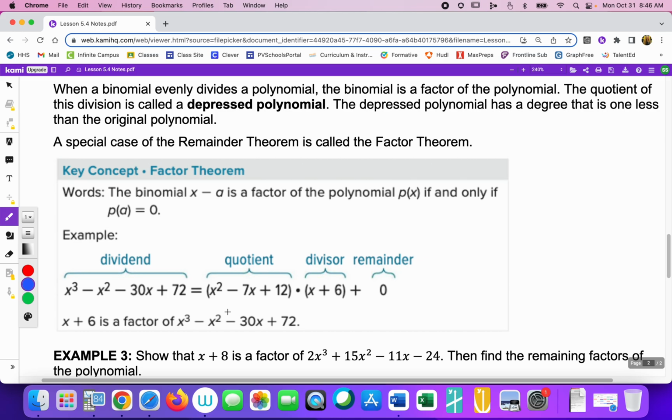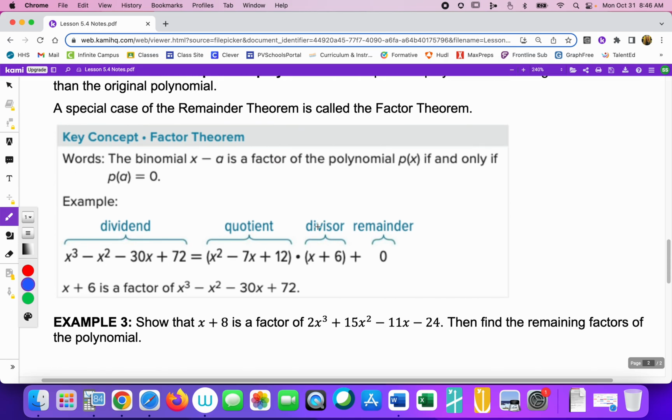When a binomial divides evenly into a polynomial, the binomial is a factor of the polynomial. We did this a little bit last week with long division. It was, is it a factor, is it not? If there's no remainder, yes, it's a factor. If there is a remainder, no, it's not. The quotient of that division is called a depressed polynomial. The depressed polynomial has a degree that is 1 less than the original polynomial.